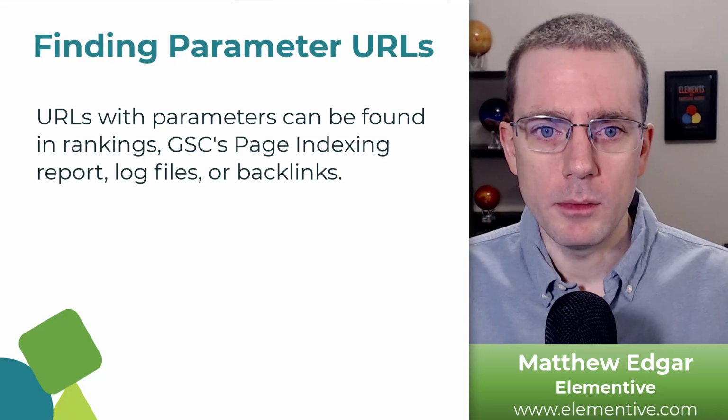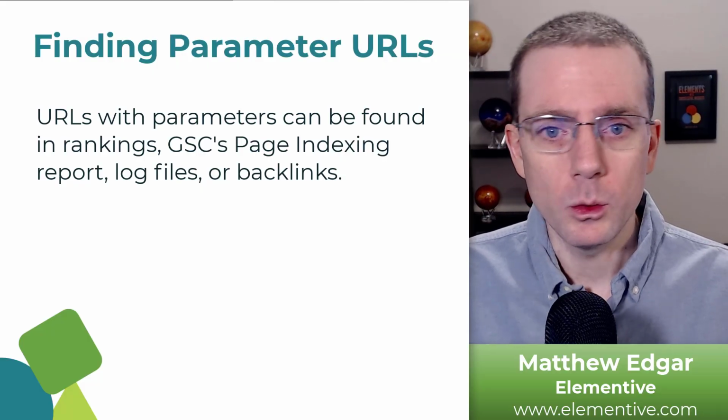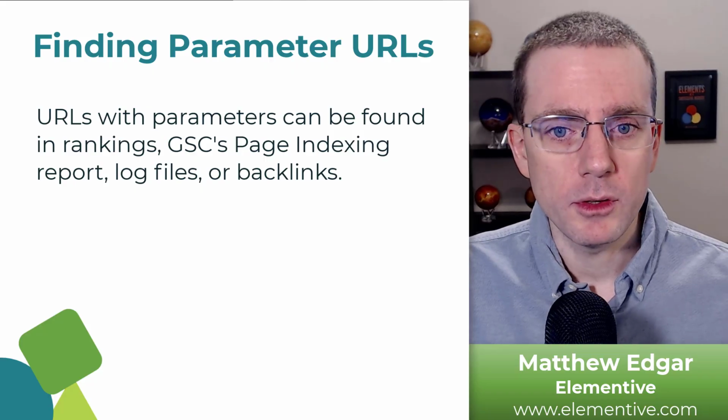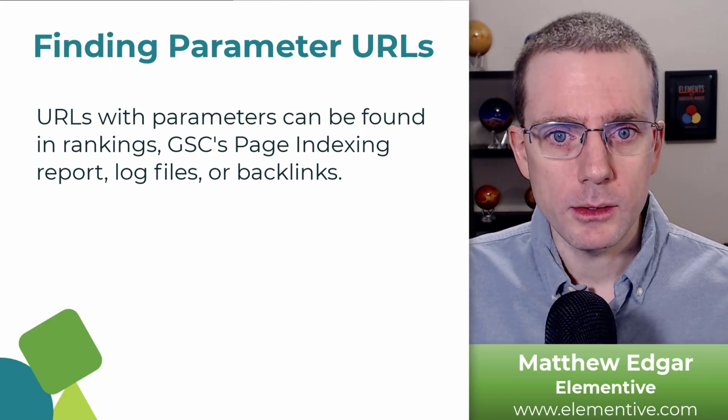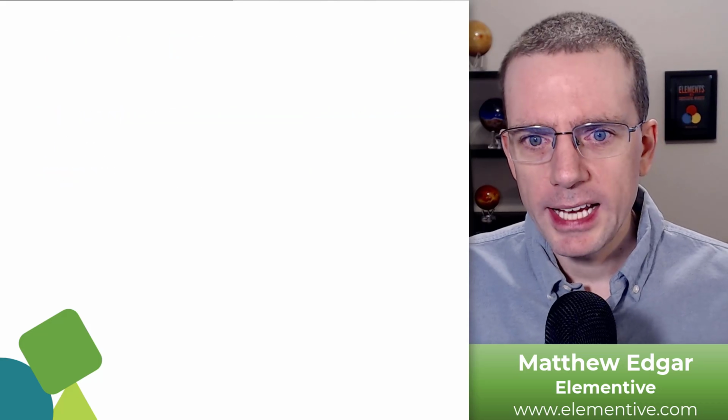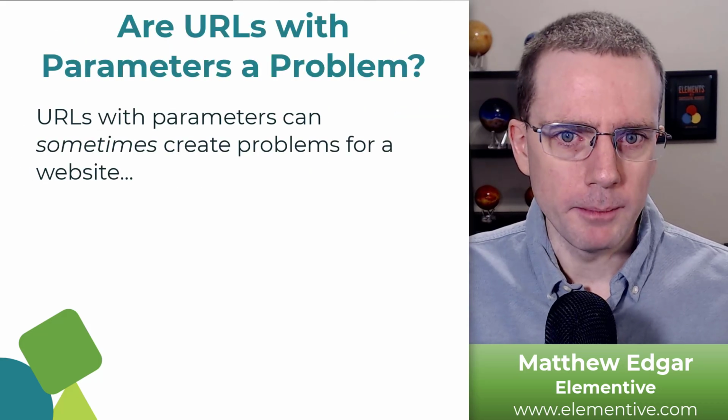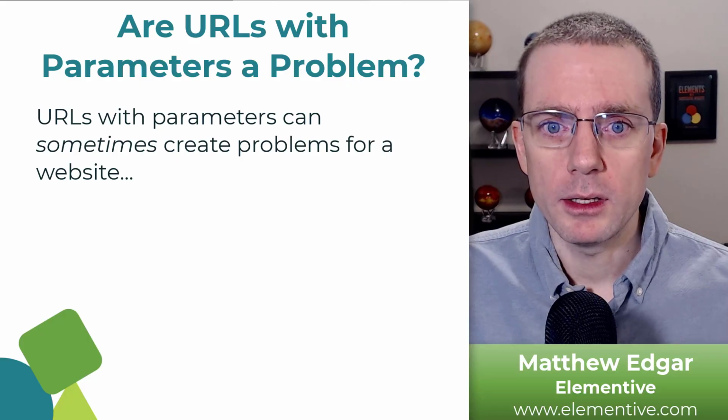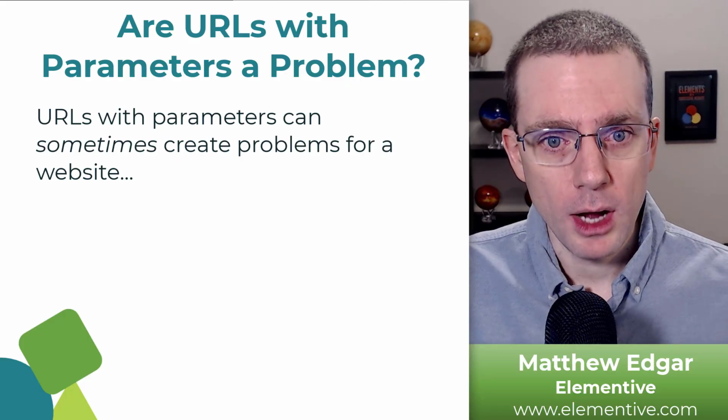You might find them in search rankings. You might find them in Google Search Console's page indexing report. You might find these types of URLs in log files or backlinks. The question is, when you find these, if they're a problem. And sometimes parameter URLs like this can create lots of problems.